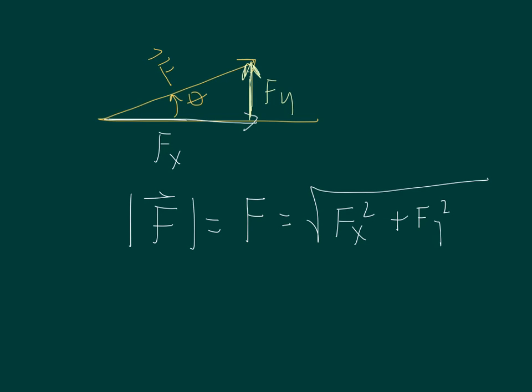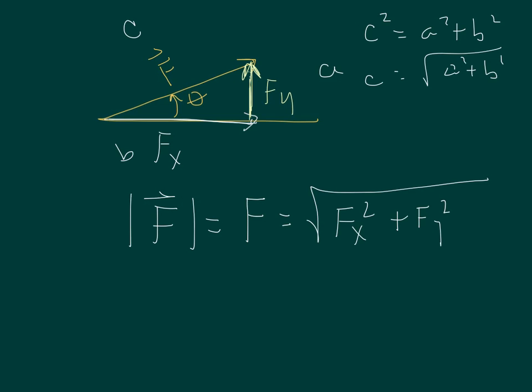Looking carefully at this, that's just the Pythagorean theorem. If that were c and this were a and b, we would have c squared is equal to a squared plus b squared. c is equal to the square root of a squared plus b squared. And that's all we have down here.